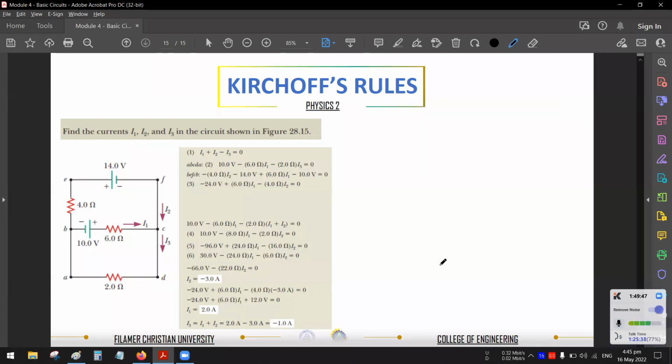So meron tayong isang napaka simple na circuit. Meron tayong pinakasimple na circuit dito. Wait. Tingnan ko lang yung kodigo ko. Ayan. Okay, so find the currents I sub 1, I sub 2, I sub 3 in the circuit shown in the figure below. So, figure 28.15.